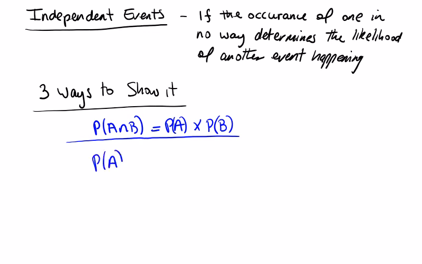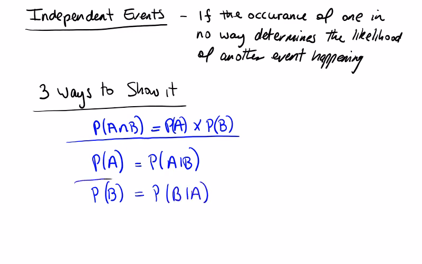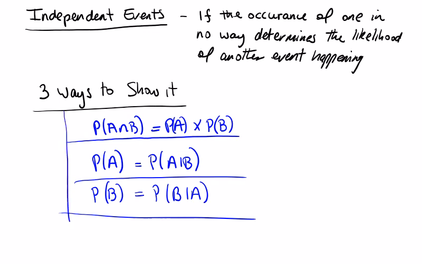The probability of A would be equal to the probability of A given B, or the probability of B would obviously be equal to the probability of B given A. Three ways to show events are independent. Write these down and we'll have a look at some questions.